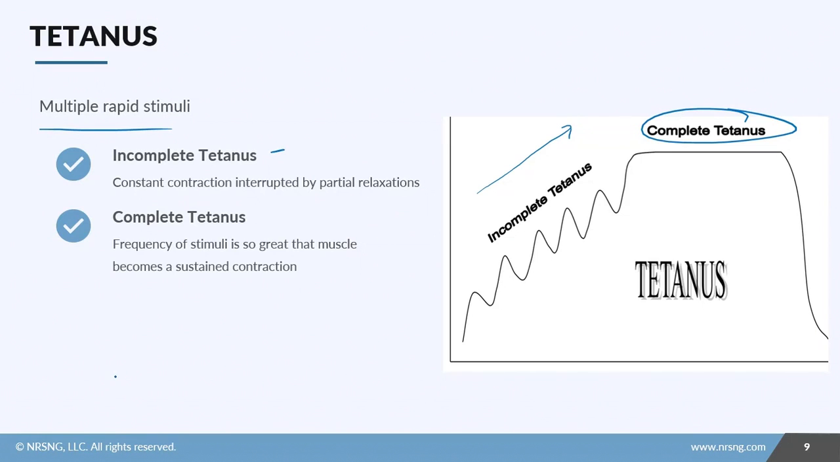So you'll start to get the contraction, and then it'll relax just a little, and then you'll get another one, and then another one, and they start to fire in rapid sequence. And then finally you get to the point where the frequency of that stimuli is so great and there's no way for the muscle to react that it ends up basically locking out, and you're going to get this sustained contraction, which is known as complete tetanus.